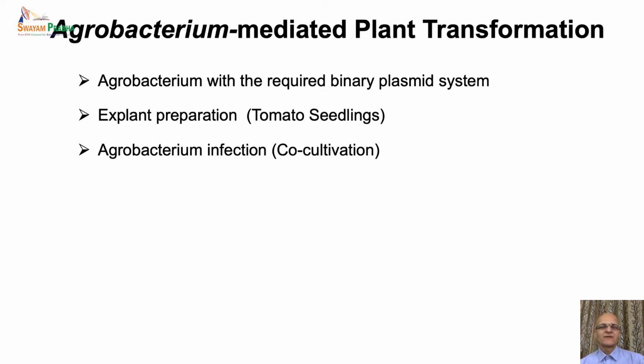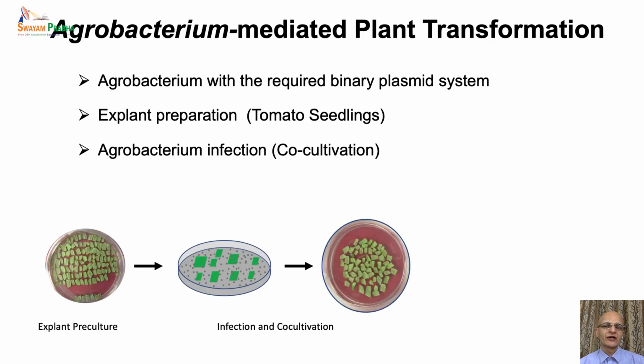After the explants are pre-cultured for about 2 days, it's time for the agrobacterium infection, that is, the co-cultivation. For this purpose, all the pre-cultured explants are transferred to the agrobacterium solution in a Petri plate or other suitable container, and incubated together for about 5 to 7 minutes. After about 5 minutes, explants are removed from the agrobacterium solution.